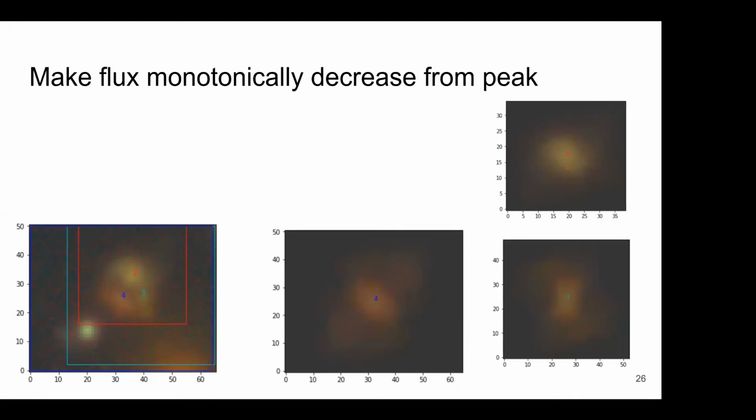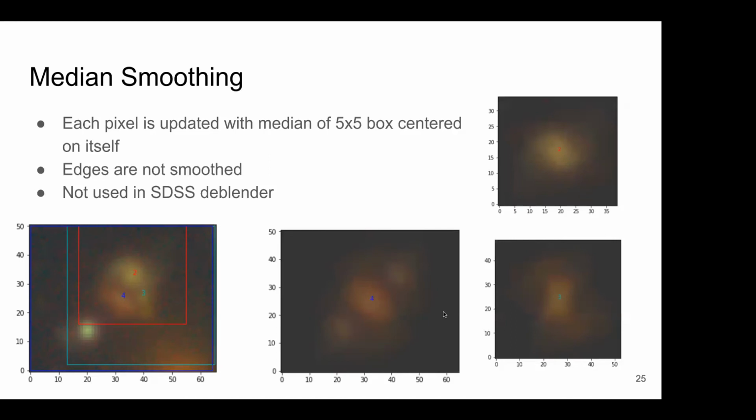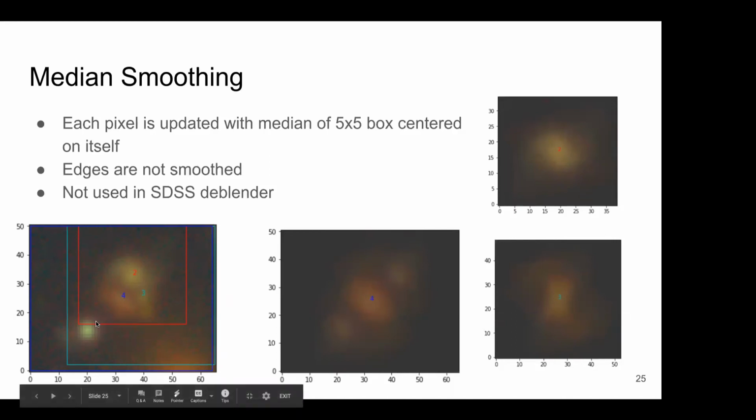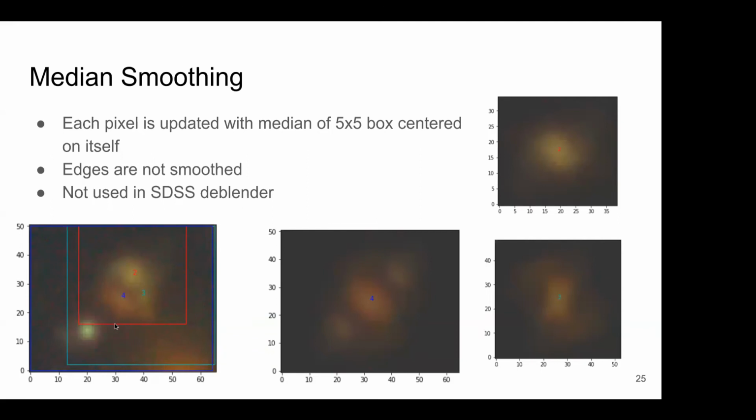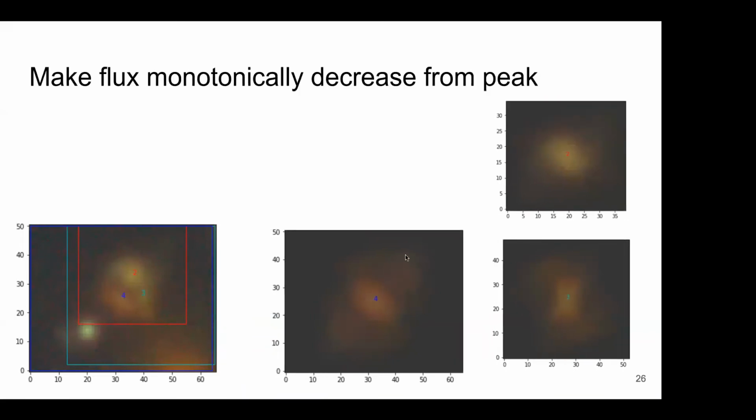And then the next step is to make the flux monotonically decrease from the peak. This is trying to help sources like source 4 here, where you start to have a secondary peak caused by objects on opposing sides. It's the so-called 3 in a row problem. If you look at the wings here in source 4, you can see how it's helping to suppress the flux that it's going to be stealing from its neighbors.